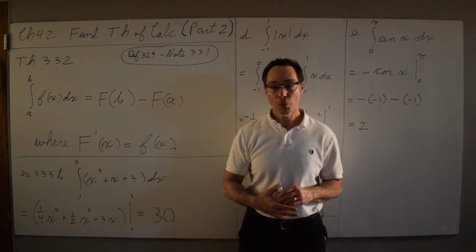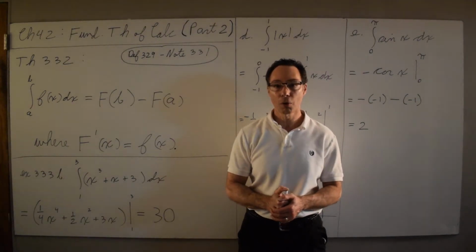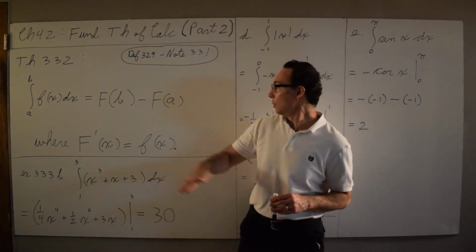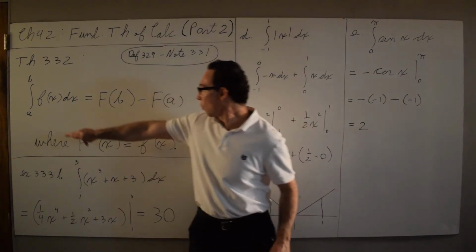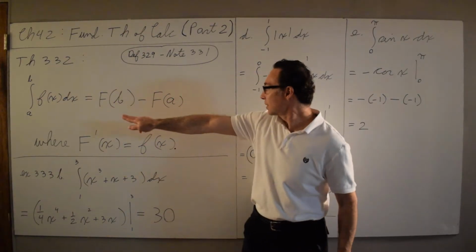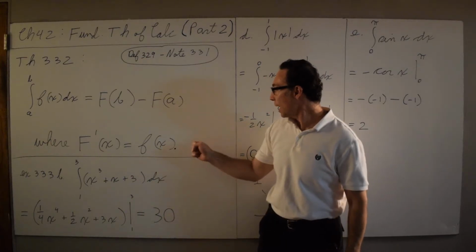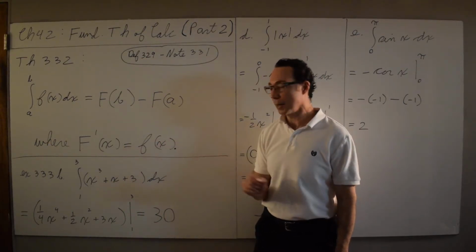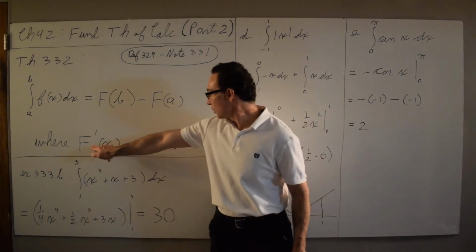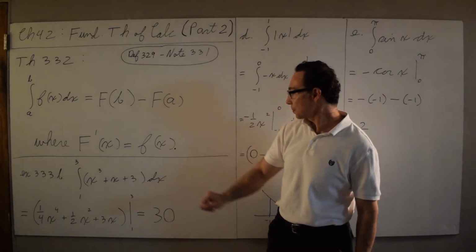So at this point, we won't have to rely solely on the definition of integral to calculate our integrals. We can use the Fundamental Theorem of Calculus Part 2, which says the integral from a to b of f of x dx is capital F of b minus capital F of a, where capital F of x is an antiderivative of f of x. So in other words, the derivative of capital F of x is f of x.